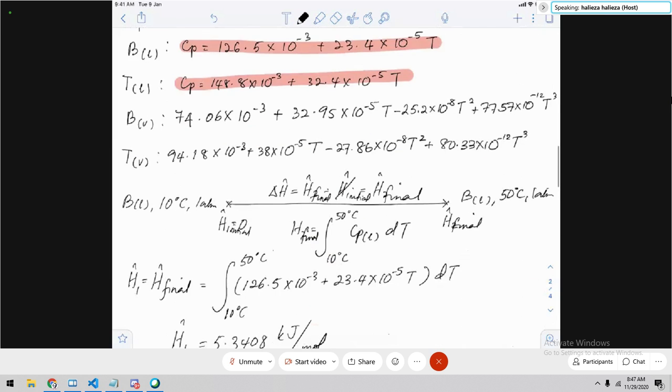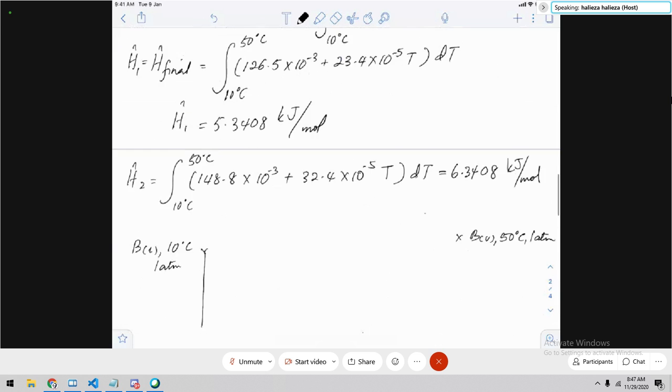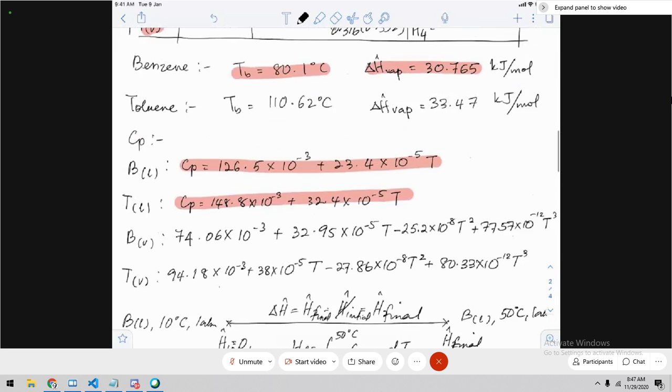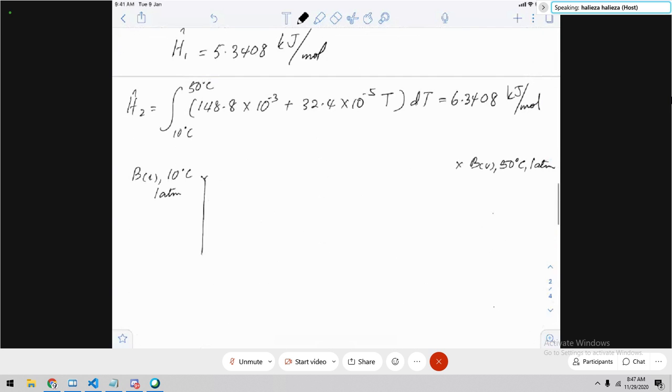So you start with 10 degrees C, you need to go to 50. Do you need to go to 50 or do you need to go to another temperature? The boiling temperature. Good, that is 80.1 for benzene. So you need to go to 80.1: benzene liquid, no change of phase, at 80.1 degrees C, still 1 atm. So that is your second step. Next.